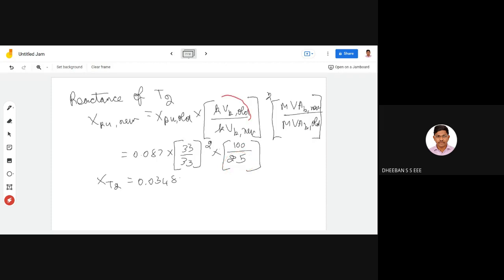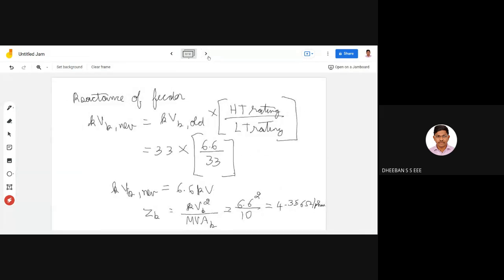But these two values remain the same. Okay, this will be 33 and this will be 33. So this gets cancelled out. So you have to solve this one and this one. If you're solving, you'll be getting for the transformer 2 the reactance value around 0.0348.